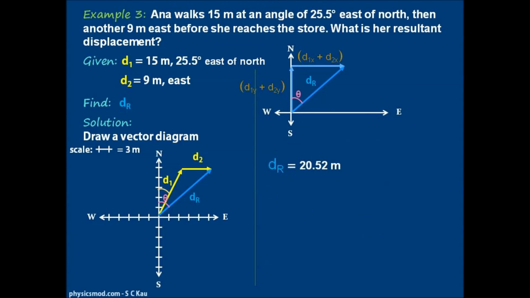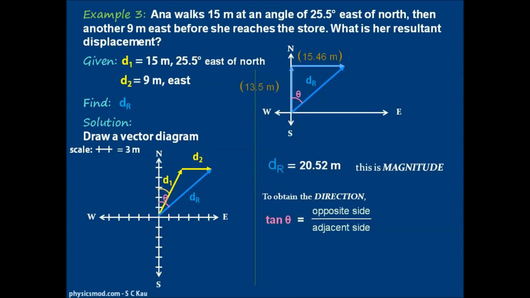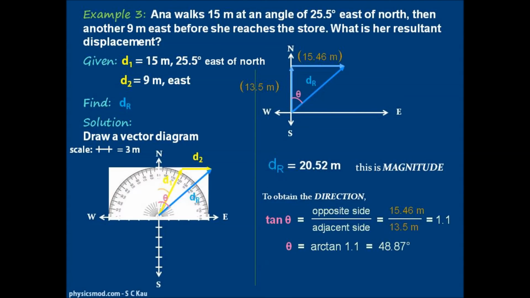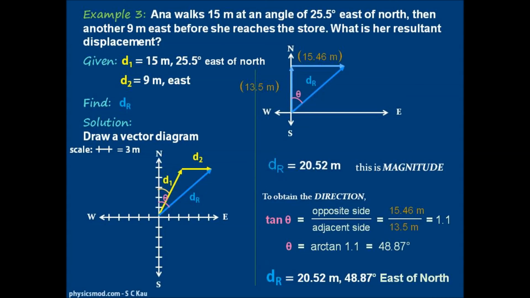dr equals 20.52 meters, which is just a magnitude. We will use tangent of theta to find the direction. I just want to check our angle using a protractor. So our resultant displacement vector is 20.52 meters, 48.87 degrees east of north. Why east of north? Our first displacement started from the east of north. Therefore, it serves as the basis for the resultant vector.